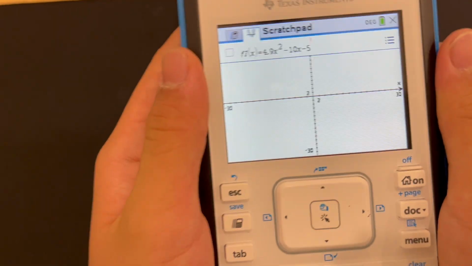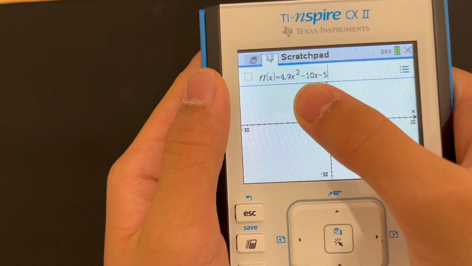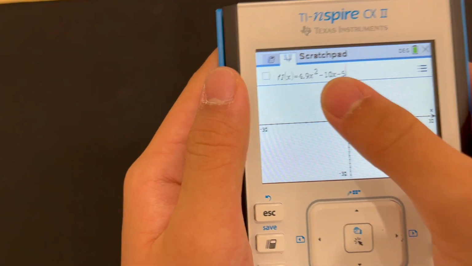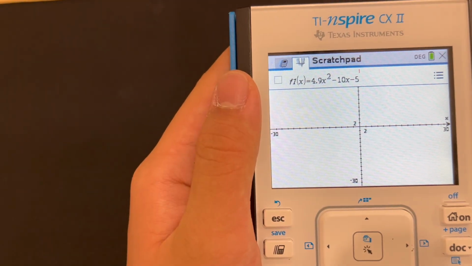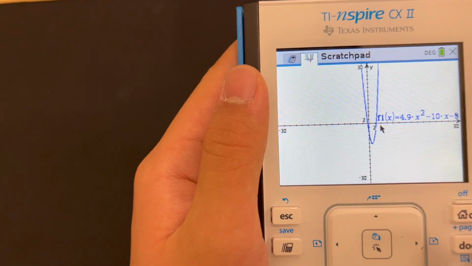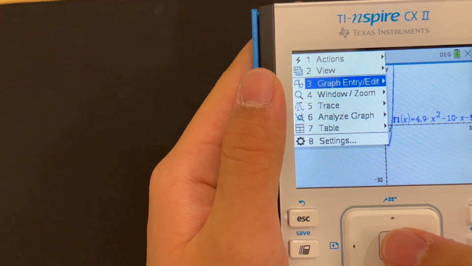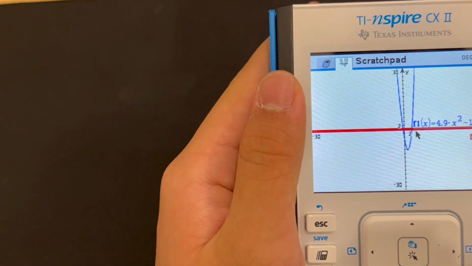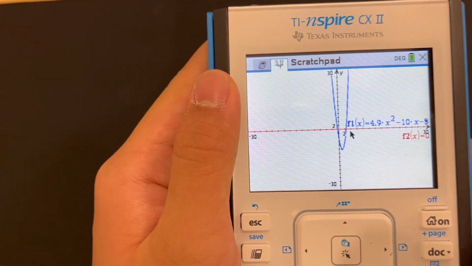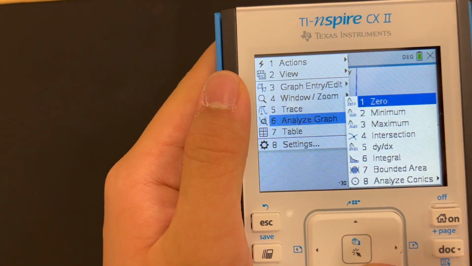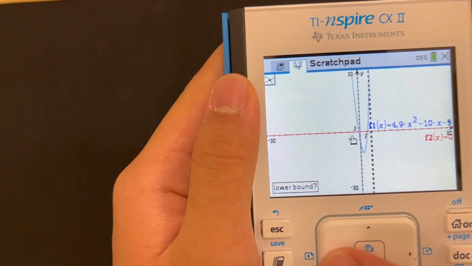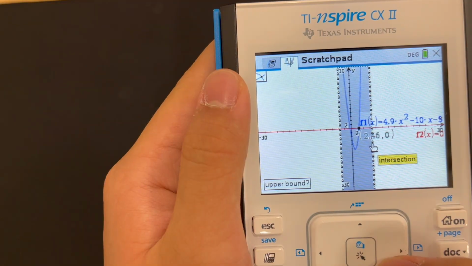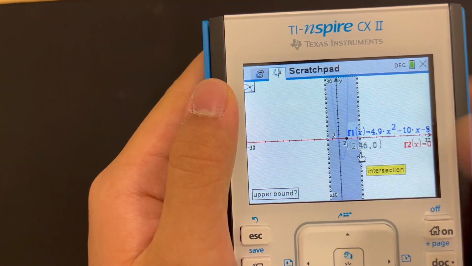Let's graph this. On our calculator, so we're going to graph this. 4.9x squared minus 10x minus 5. Since the calculator doesn't understand t as a variable, we're just going to use x. So we're going to hit enter, and there. It's going to give us a graph like this. When time equals 0, we're going to have to make a new graph and set it at 0 because that's the time. So we have a new graph now, and all you have to do to find the time is hit analyze graph, intersection, and just find the positive x value. And that's going to be 2.46, and that's our answer.